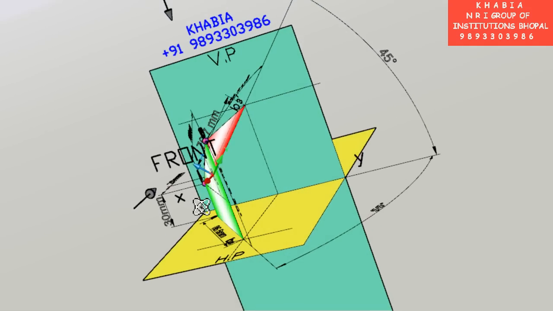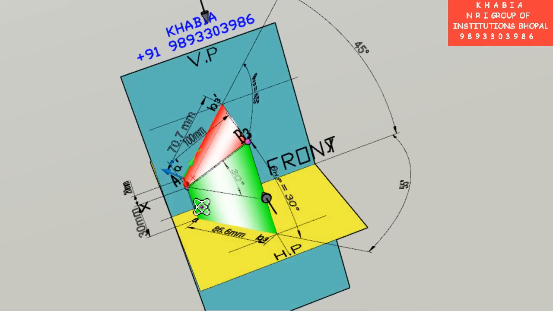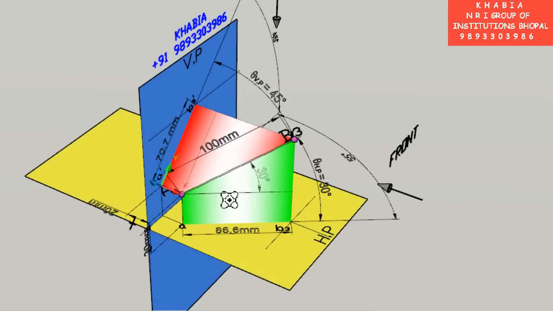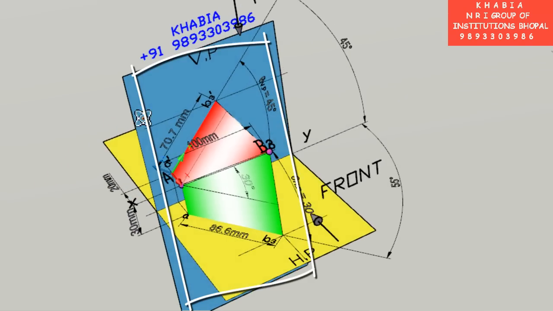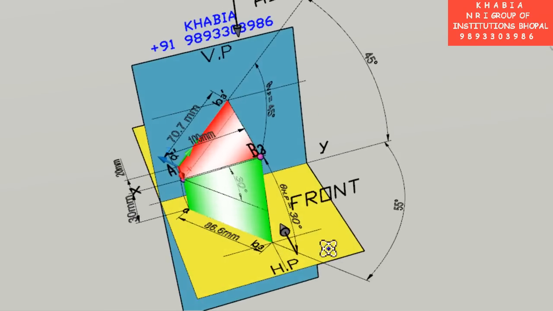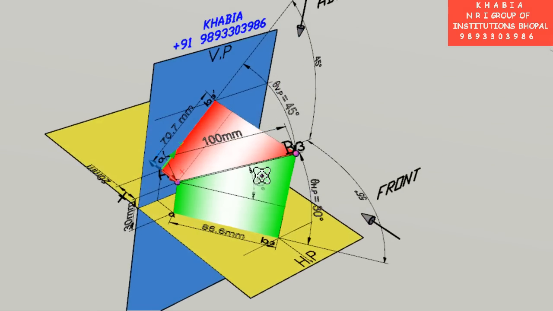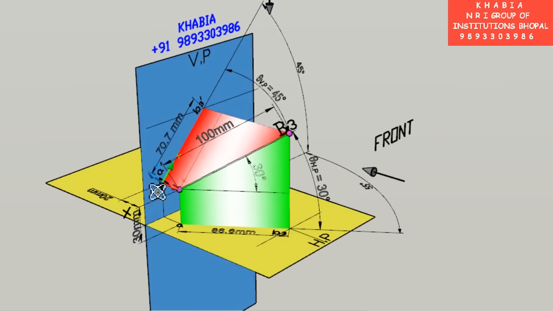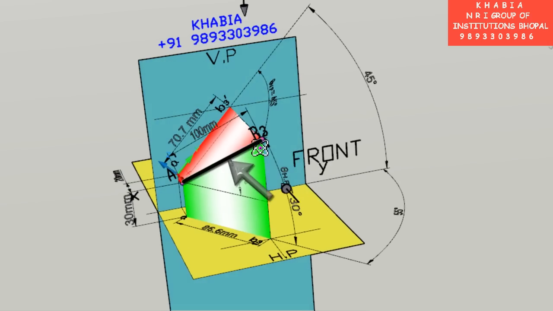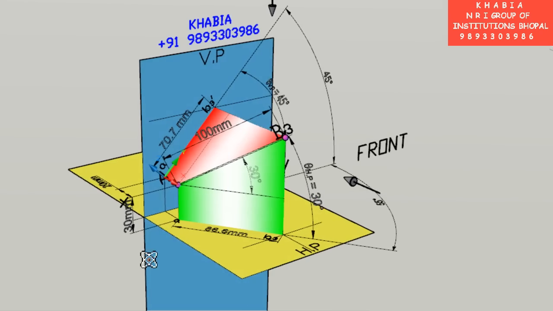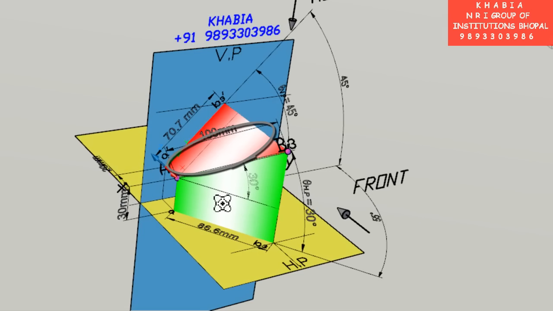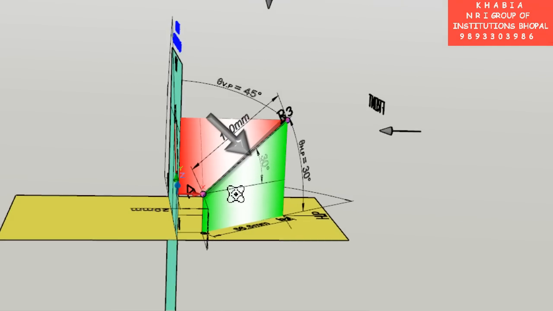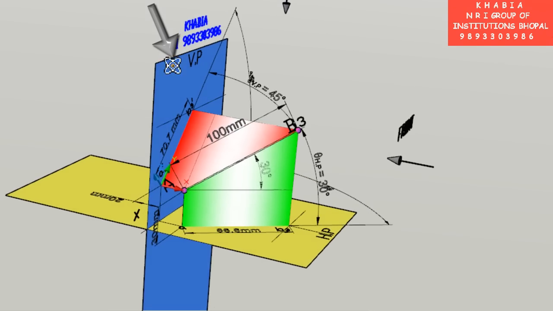Let us now observe the 3D model in which line AB is positioned exactly as per instructions given in the question. In this model, the blue colored plane is the vertical reference plane. The yellow colored plane is the horizontal reference plane. The green colored trapezium represents a plane between line inclined to both the planes, capital A, capital B, and the horizontal reference plane. The red colored trapezium represents a plane between line AB and the vertical reference plane.